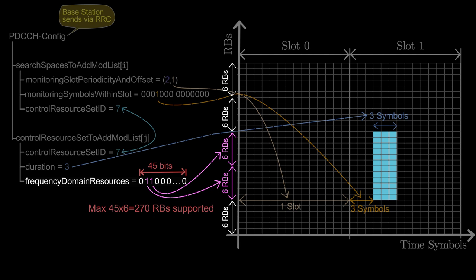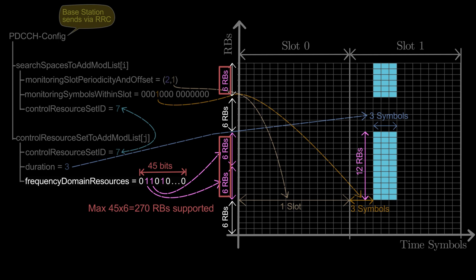In this example, only second and third bits are 1, and all the remaining bits are zeros. It means the CORESET occupies only the second and third sets of RBs, that is 12 RBs. If fifth bit is also 1, then CORESET occupies fifth set of RBs as well.